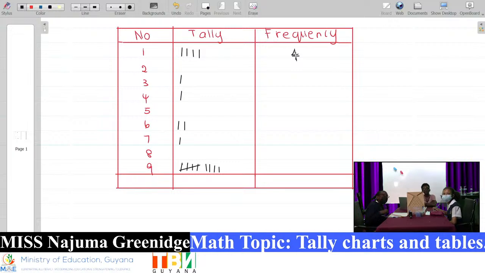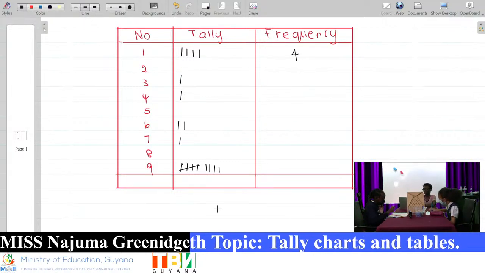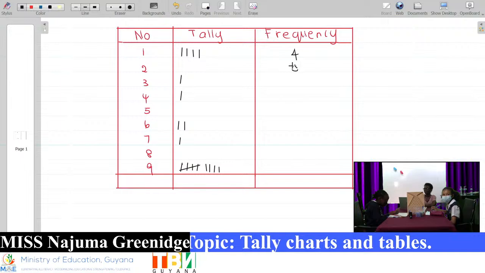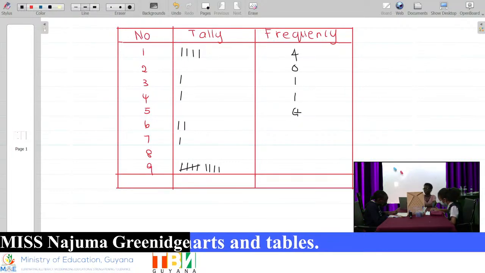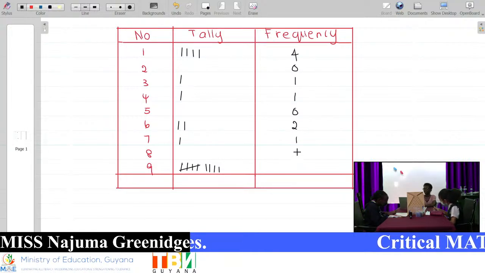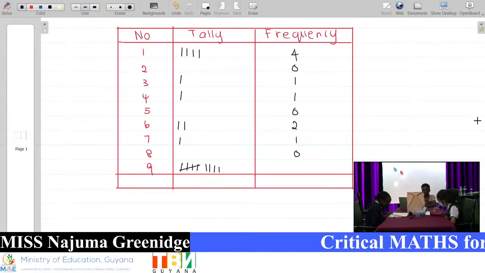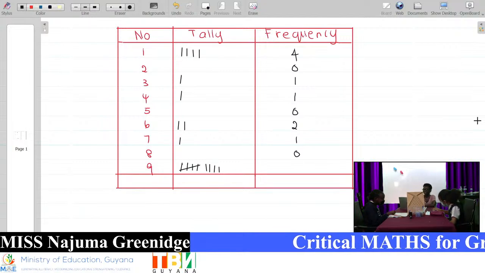What about 2? Any marble land on 2? No. So that would be what? 0. Great. The number 3? 1. 4. 1. 5 would be 0. Great. 6. 2. 7. 1. 8. 0. And our popular number, 9. 9 is 9.